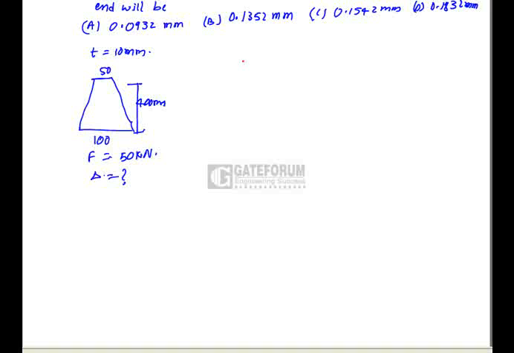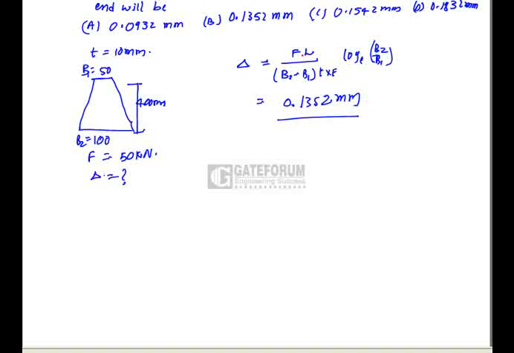We know for a taper section the elongation delta is equal to FL by (B2 minus B1) into thickness into modulus of elasticity, into log base e of B2 by B1, where B1 and B2 are the widths. By substituting these values, we get 0.1352 mm. All the dimensions should be in a single unit. So 0.1352 mm, option B is correct.